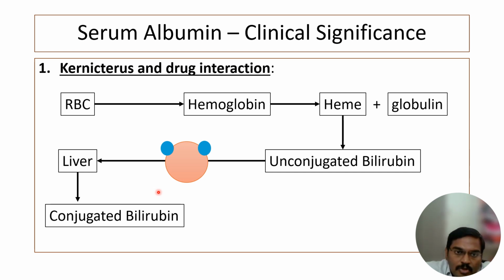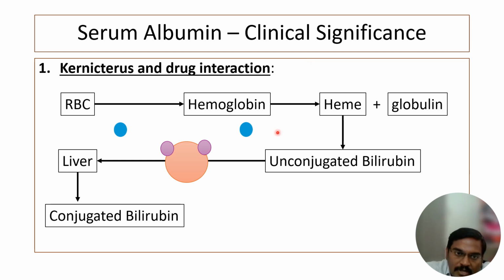Let's assume you have a child, and you are going to give aspirin or penicillin. This aspirin and penicillin will compete for this particular site. That is, it will try to displace this bilirubin, and that aspirin or penicillin will get attached to that place. So what has happened? We have removed that unconjugated bilirubin. Now this free unconjugated bilirubin concentration will be increased in the blood, and that will damage the brain.